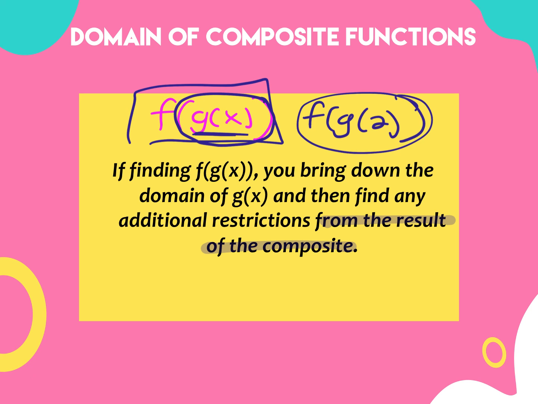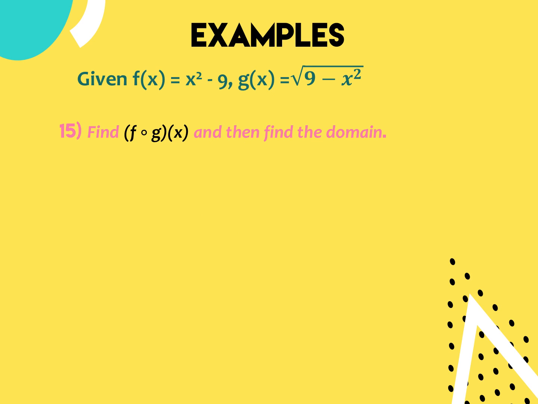So if it was g of f of x, I have to go figure it out, go to the end, see if there's a domain restriction, but then go back to the one on the inside or the second one and check that domain restriction too. We're going to do it so that it makes sense, okay? So f of g of x and then the domain.